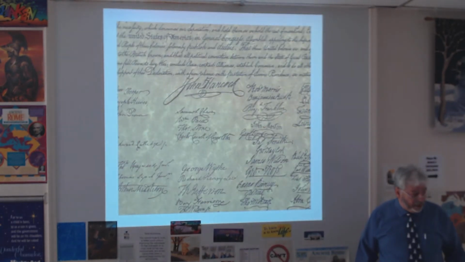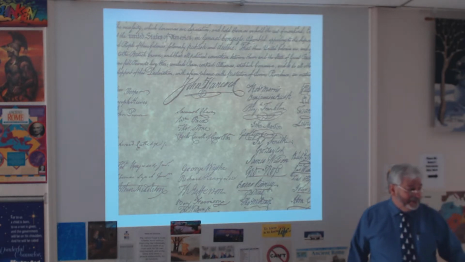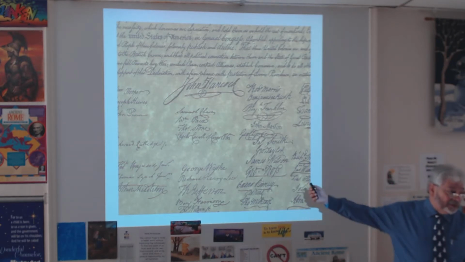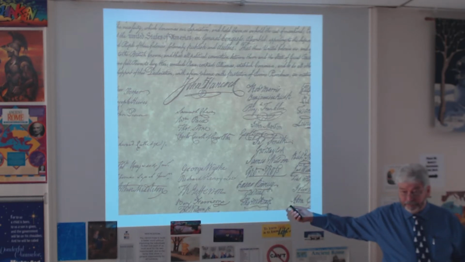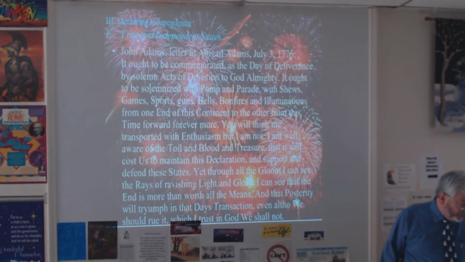Here's the signature of John Hancock on the Declaration. You can see the largeness with which he wrote. Does anybody know why he wrote his name so large? Stephen? He greatly approved of it. No, that's not it. So the king could see. Yeah, it says, so the king could see it without his spectacles. He wanted King George III to know who it was that was signing this. And of course, by signing this, they are declaring themselves as traitors to the English crown. It took a great deal of courage to do what they did.